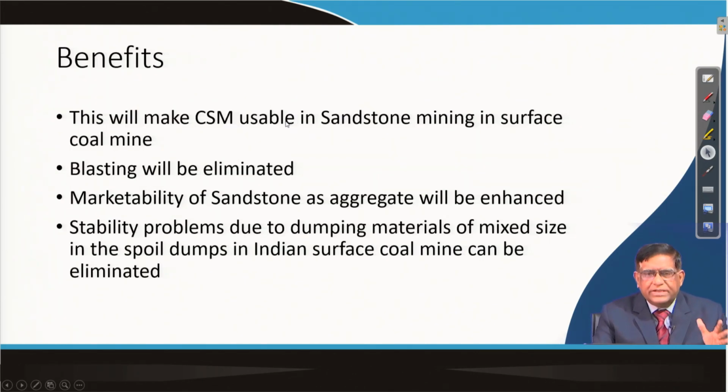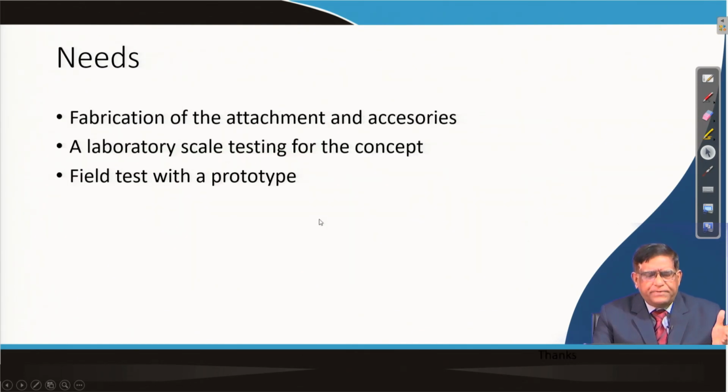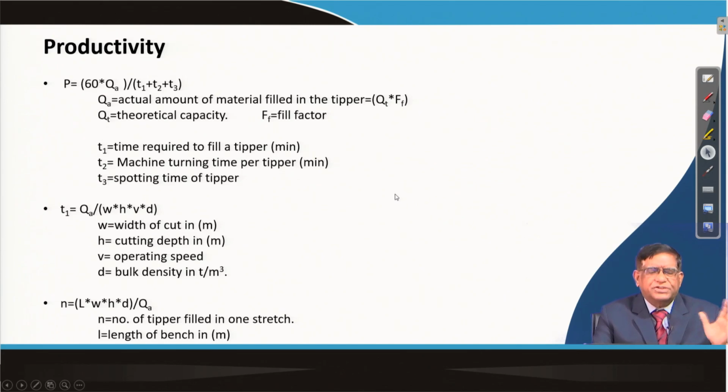But if you can make this type of hard rock mining capability come, it will give a multi-million-dollar business in India, because India produces more than 500 million tons of coal from surface mines, and with such a huge amount of overburden at a 1:4 stripping ratio to be removed, there will be a need for a large number of such machines.